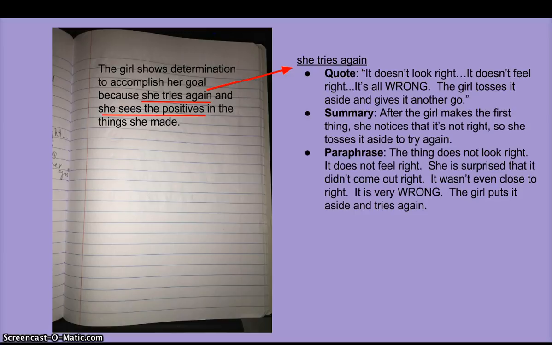But I'm starting to wonder, which way would be the most compelling? Which way would convince my reader that the girl really did try again and again instead of giving up?